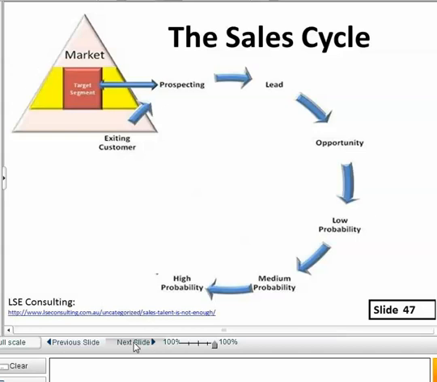Okay. So we move beyond that to once we've got them to high probability, and then we've got to close them. Closing them is basically saying, sign on the dotted line, here's how much it is, give us the money. Now they're an existing customer. Once we have them as an existing customer, we've got to treat them right so they stay a loyal customer, and more importantly, so they give us other prospects. They tell their friends, and now their friends become prospects too, and we get a chance to talk to them.